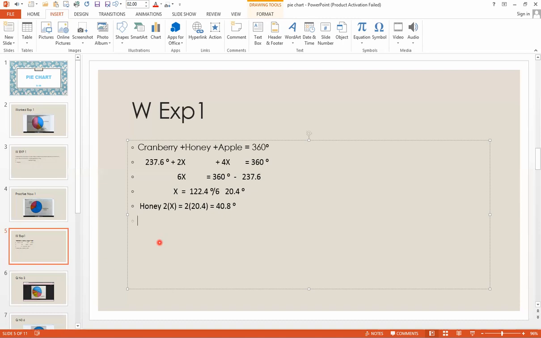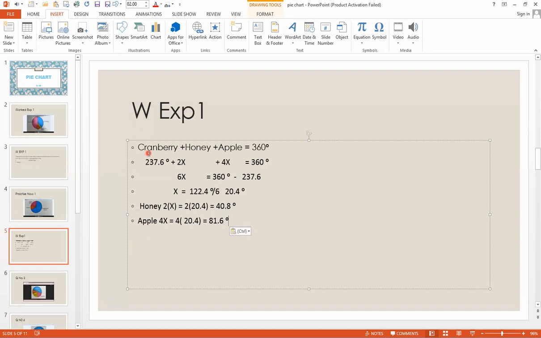In the question, they just want the value of x, but for our knowledge, we have to find the value of honey in degree and the apple juice in degree. It is given 4x. So simply, I have to put the value of x, that is 20.4. And when I multiply it by 4, it is equal to 81.6 degree. Clear हो गया?